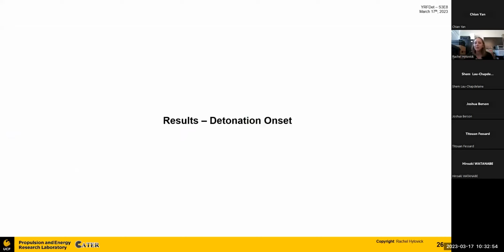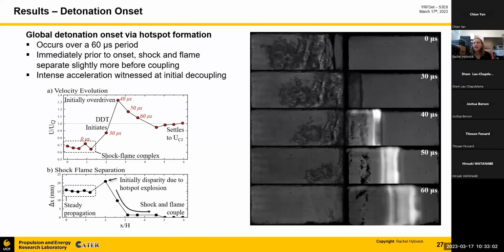And then going into that, we wanted to look at detonation onset. Once we've reached the preconditioning and start to exceed that, we get onset. And we first wanted to look at this as a global thought.